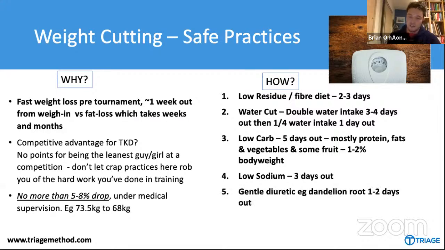Then you can use a gentle diuretic. Dandelion root is a supplement that you can get in health food shops, which has a mild diuretic effect. I'd steer well clear of any pharmaceutical grade diuretics. They can be quite dangerous to use, and athletes have died from abusing those. But dandelion root is very safe to use, only the 1 to 2 days beforehand, if needs be.